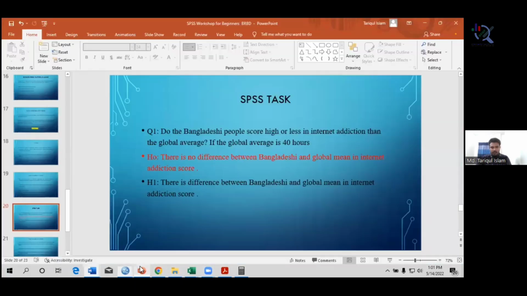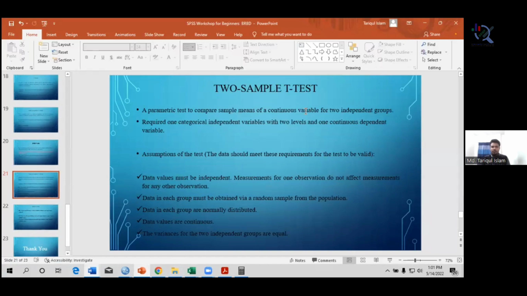I will be talking about the two sample t-test. It is a parametric test to compare sample means of a continuous variable for two independent groups. So continuous, like you can talk about the dependent.